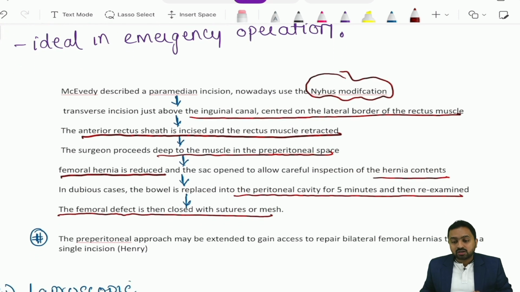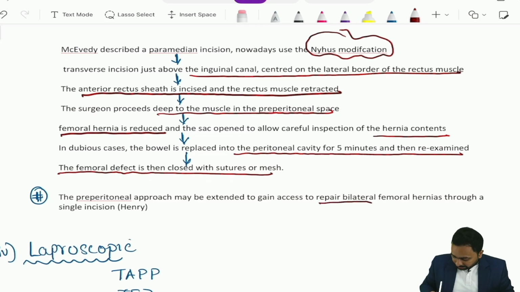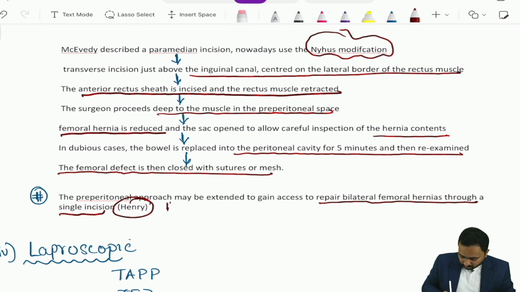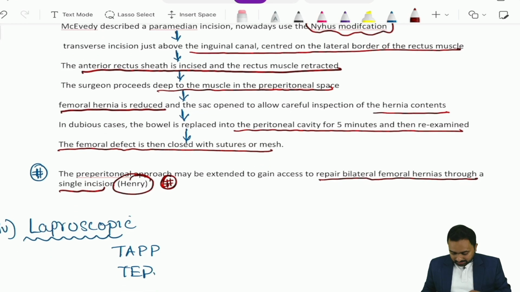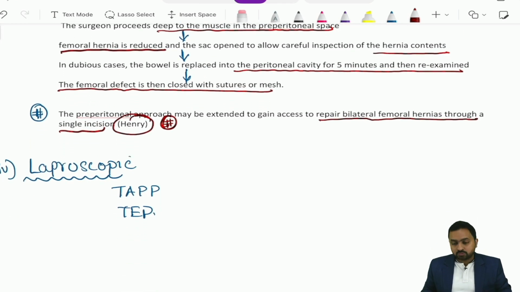The preperitoneal approach may be extended to gain access to repair bilateral femoral hernia through a single incision, and this is called Henry's procedure. Now, femoral hernia can also be treated with laparoscopic procedures, which include TAPP and TEP. Thank you.